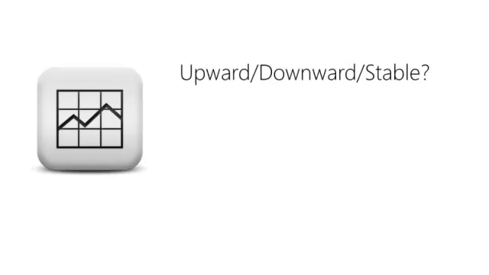When you're looking at these trends, there's really only three things you have to ask yourself. First of all, is it an upward, a downward, or a stable trend? And obviously, if you're going to build a website around a keyword, you want it to be either an upward trend or a stable trend.